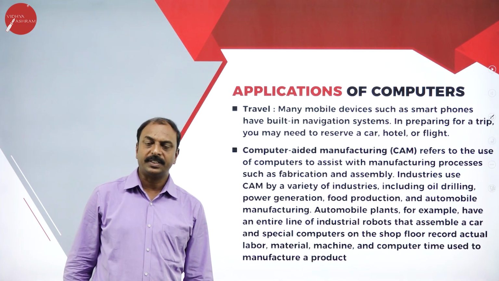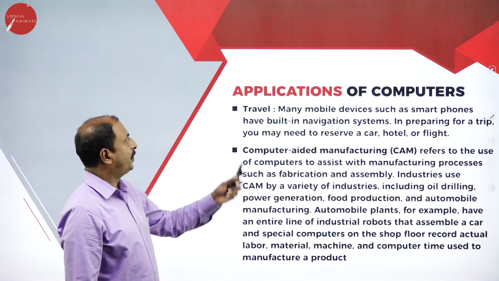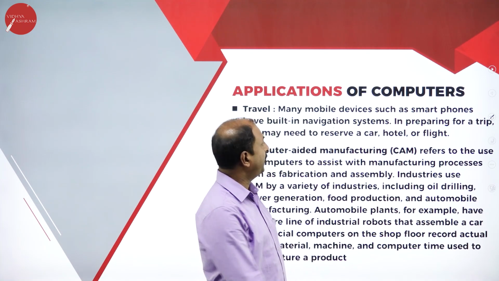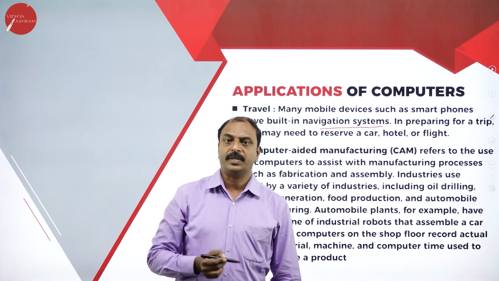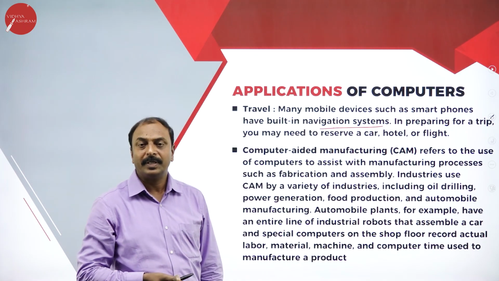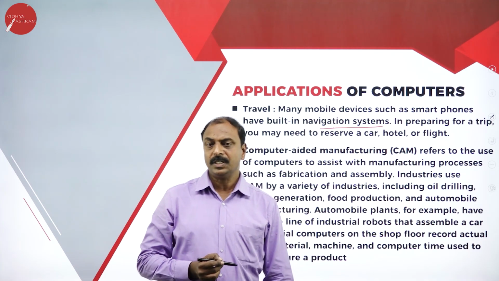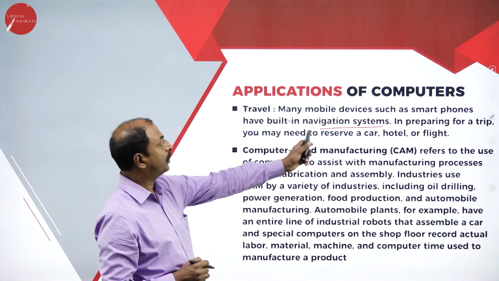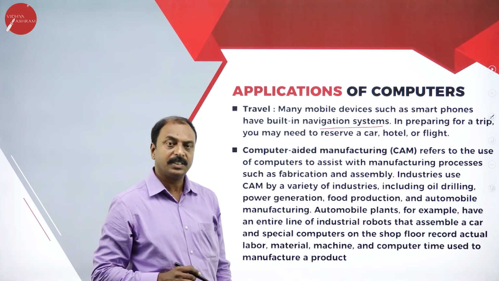Now let us see another application of computers in travel. We are using computer systems for traveling purposes, mainly the navigational system. So what is a navigational system? A very good example is what we use nowadays in mobile phones, that is, the mapping system. We use that application to reach a destination easily. That is the meaning of navigation system.